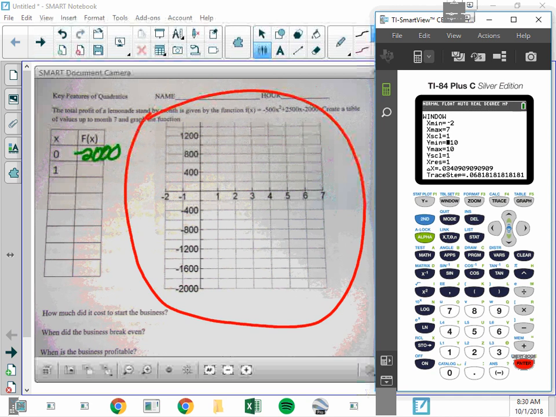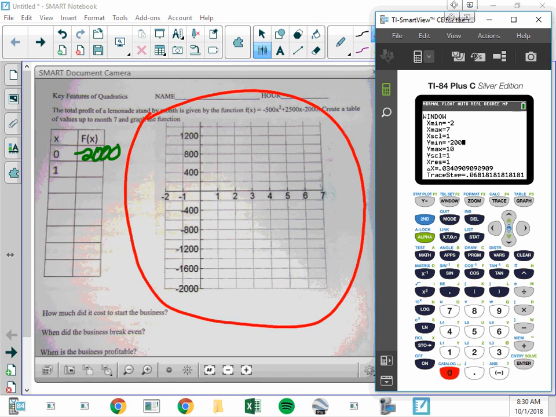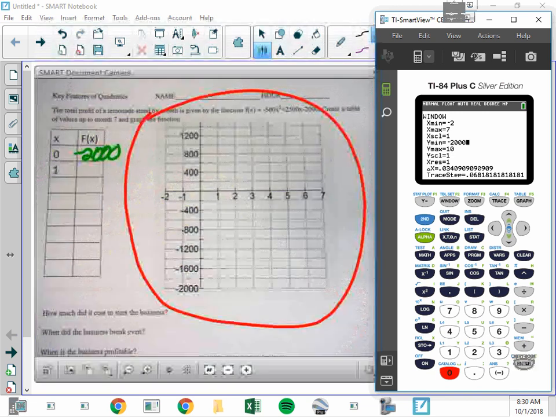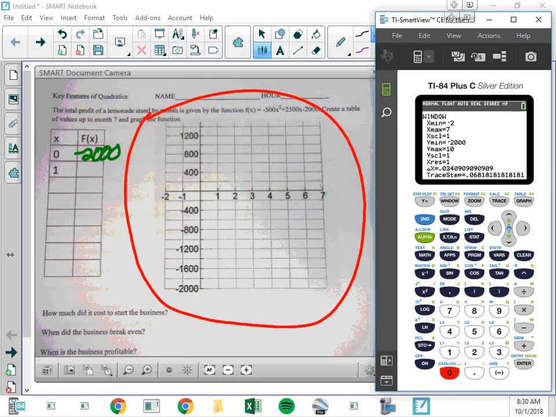And then what should I choose for my y minimum? Negative 2,000. And my y maximum? So this is 12,000, but maybe we should go up to, what would the next one be? Or 1,200, sorry. 1,400, something like that. You don't have to have it exactly the same, but I'm going to put 1,400. And what's my scale? How far is each mark on the y-axis? 200. Or you could do 400.